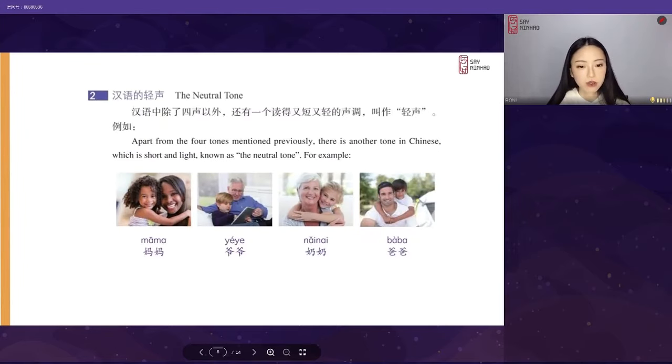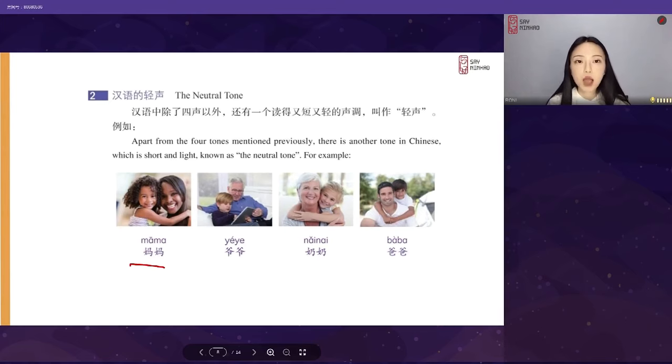Now let's move on to the tone part, neutral tone. In last lesson, we've already learned something about the neutral tone, which is we should read them quick and soft. So actually, apart from the four tones we've learned in last lesson, there is another tone in Chinese, which is the neutral tone. And it is always read soft and quick.